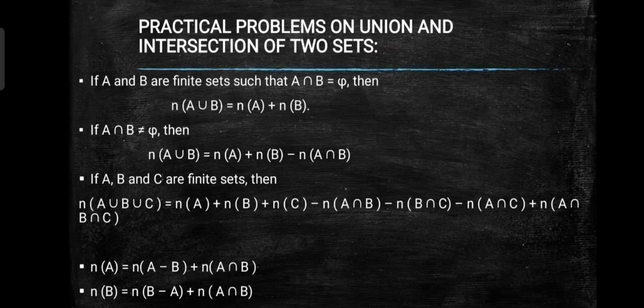So n of B minus A, what is it? n of B minus n of A intersection B. From the B set, you're taking the intersection part to get n of B minus A. So n of B minus A is equal to n of B minus n of A intersection B. So now you're taking the minus n of A intersection B to the other side. So you'll get n of B is equal to n of B minus A plus n of A intersection B.